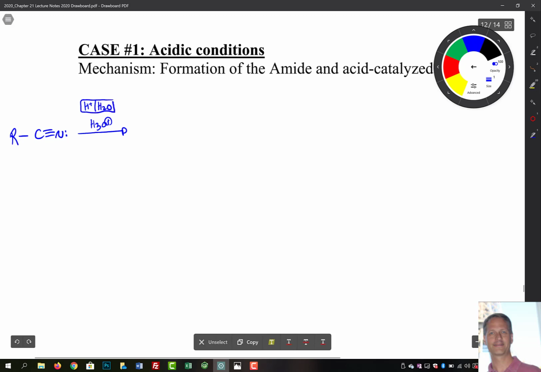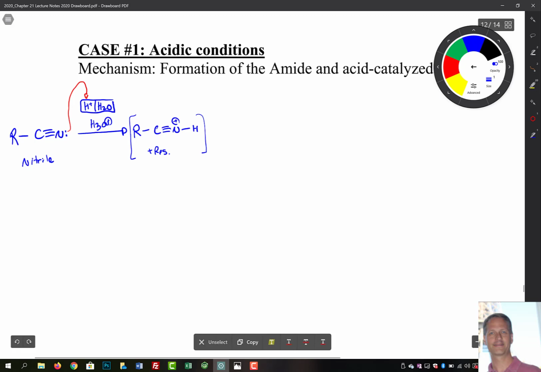The first thing that happens when you take this group, starting with your nitrile, is you're going to come around and protonate that nitrogen with a lone pair at the end. That's a Lewis acid-base type reaction. That gives us our R carbon triple bonded nitrogen with an H and a plus charge. And of course, this has resonance, so plus resonance. You can draw that out if you like.